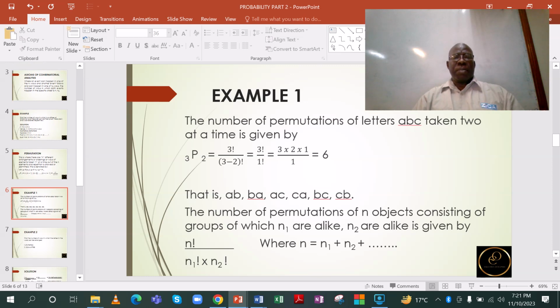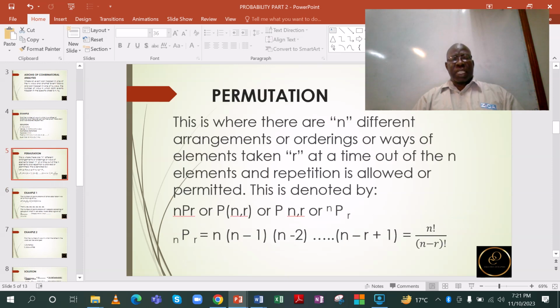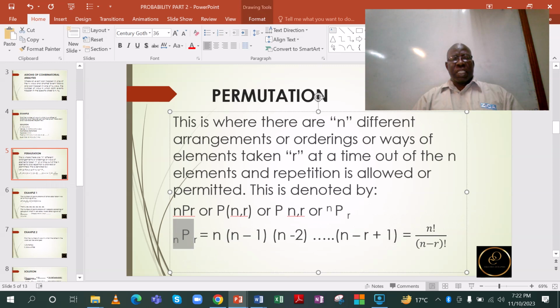Let's say the number of permutations of the letters A, B, C taken 2 at a time. In this particular case, n is the number of elements or the number of items. So there are 3, so n will be 3. Then the number taken at a time is 2, so r is 2. So we have n equal to 3 and r equal to 2.